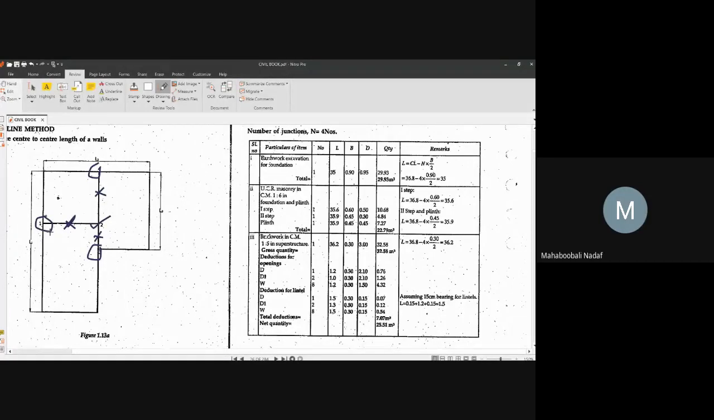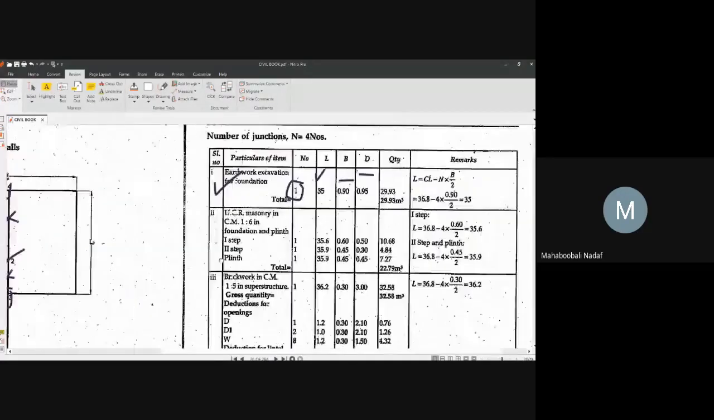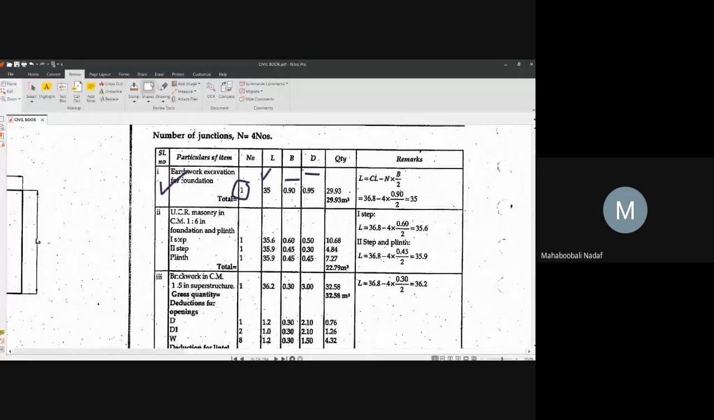But what is the width of all the walls? B by 2, 0.3, sir. Same, na? Whatever that width is, same thing you are going to take. Now, for excavation, you write only one number because we are doing it by the center line method. Don't write the length. What is the width? 0.9 from the cross section. What is the depth of excavation? Can anyone check with the diagram? 0.95, sir. That is what is written, 0.95.